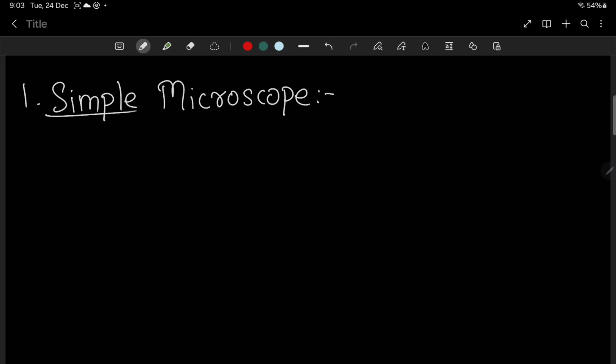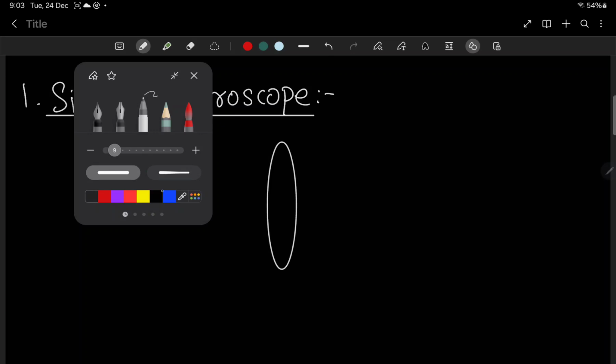Now we'll be going on to the optical instrument, that is the simple microscope. What is a simple microscope? It is just normally a concave mirror. Just a normal concave mirror is called a simple microscope. I should draw it better. I think I'll draw something like this. You can take this as the mirror, because usually it will be given like this.